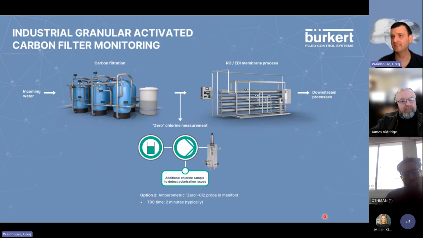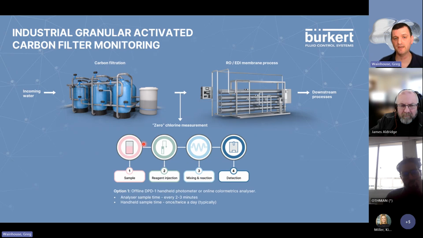So where do we see these technologies deployed? For example, if we see something like a carbon filter here to remove the chlorine from incoming town's water, and you were to have an amperometric probe, yes, you could have it before an RO, after a carbon filter, but you've got to have that additional chlorine sample being injected onto the amperometric probe on a regular basis to detect polarization. We've also got that T90 time of 2 minutes. So you can put them in there, but they're not great. We do not recommend them to protect something like an RO or an EDI process. Instead, you would put something like a colorimetric analyzer in there.